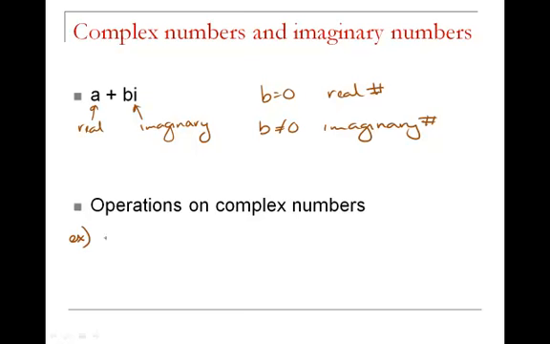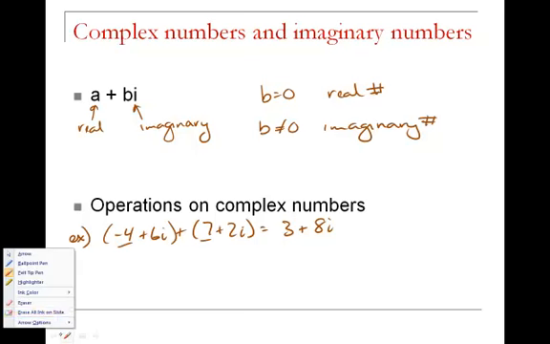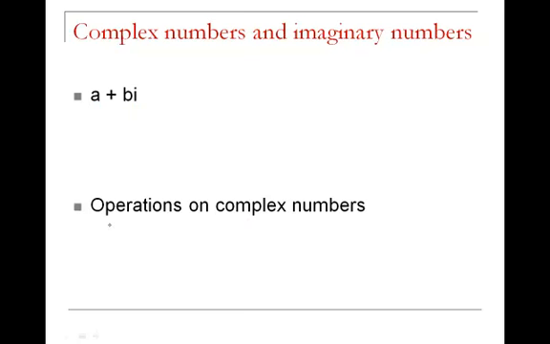Let me do a couple quick examples for you. If I have a complex number and I add it to another complex number, then I'm simply going to add the real portions together and add the imaginary portions together. Same thing can happen with subtraction. I can also work with multiplication.